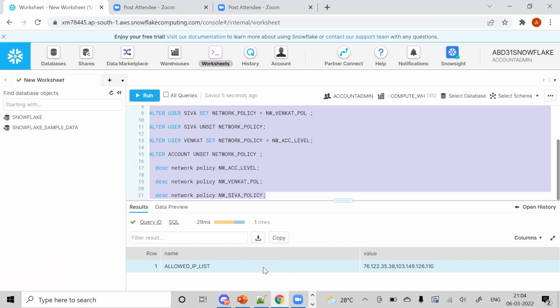I think Venkat had asked about this long back, like if you want to block certain networks, how can we do that, right? Venkat, you had asked this long back, I remember. Yes, yes. Right. So I hope this answers.